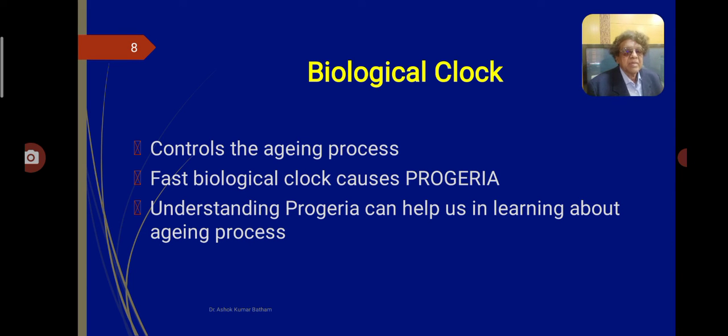We are aware of the fact that there is a biological clock, or Jaivik ghadi, which is planted in our bodies, in our genes, and that decides the life. Right from the day we are conceived in the womb of the mother, this clock starts ticking, and it continues after birth, and that decides how long a person is going to survive. There is a disease called progeria in which the biological clock is very fast, and from that we can learn a lot. You must have seen in some Hindi films the patient of progeria.